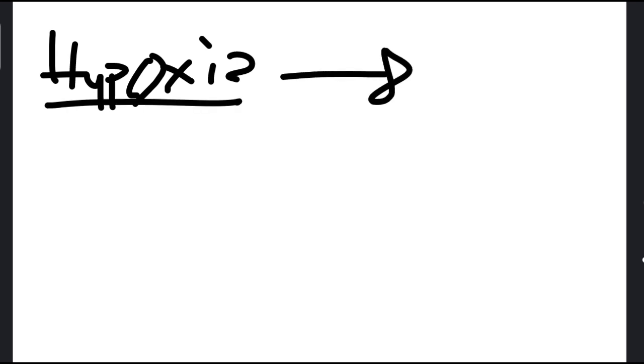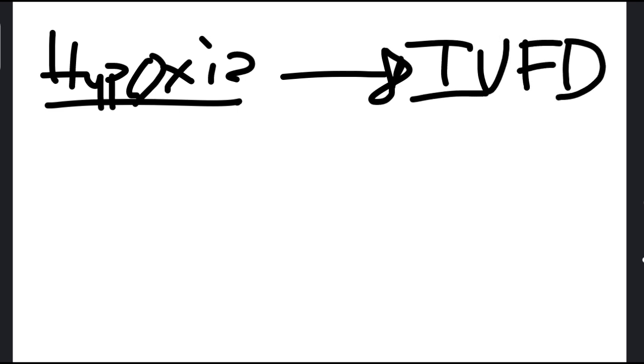Now, when we have a hypoxic state, what will this mean for the child? This child will be at risk of having intrauterine fetal death, just because of the reduced amount of oxygen that's going on and the like. So the child here will be at risk of having intrauterine fetal death.